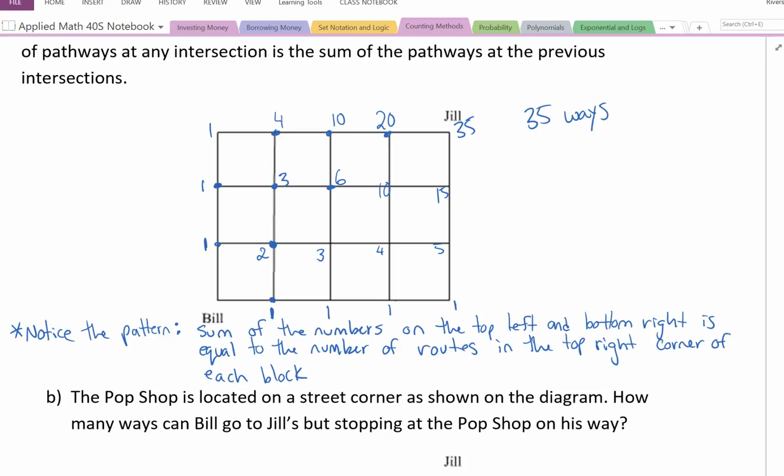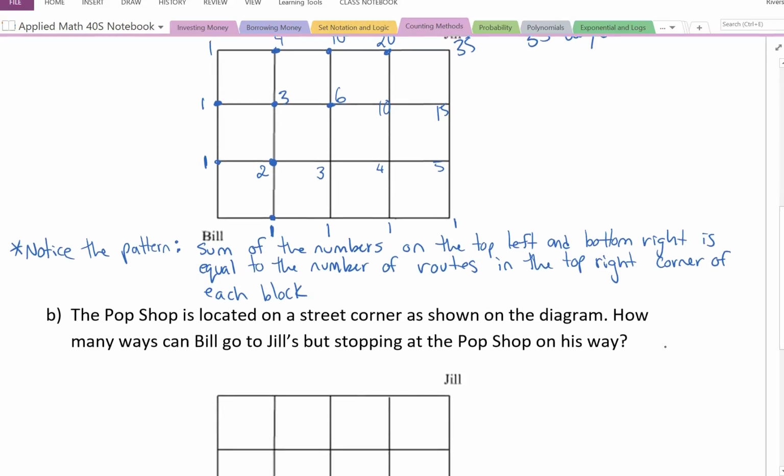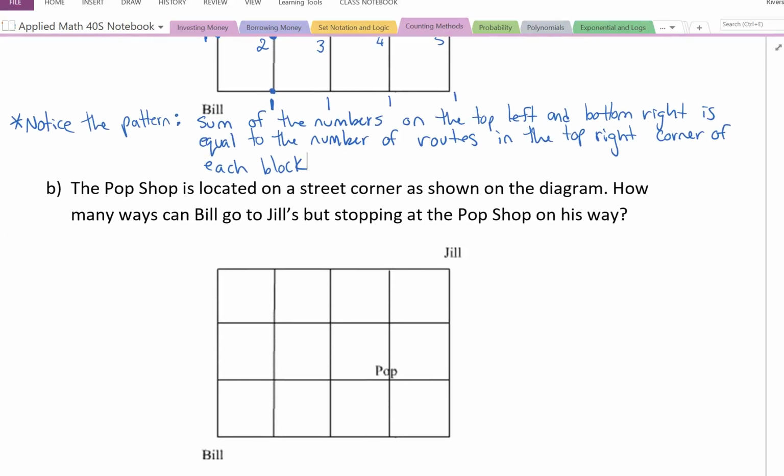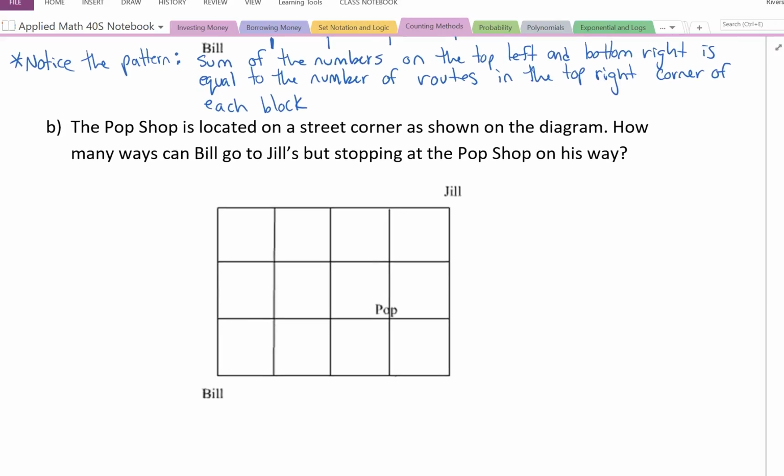Okay, let's take a look at B. The pop shop is located on a street corner as shown in the diagram. How many ways can Bill go to Jill's but stopping at the pop shop on his way? So we've got the same diagram. We're still going north and east, but we must stop at that pop shop. How does that change what we were doing in the previous example for A?